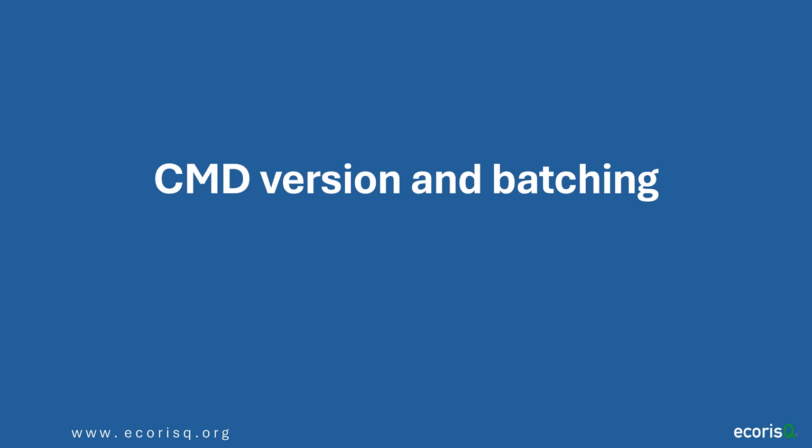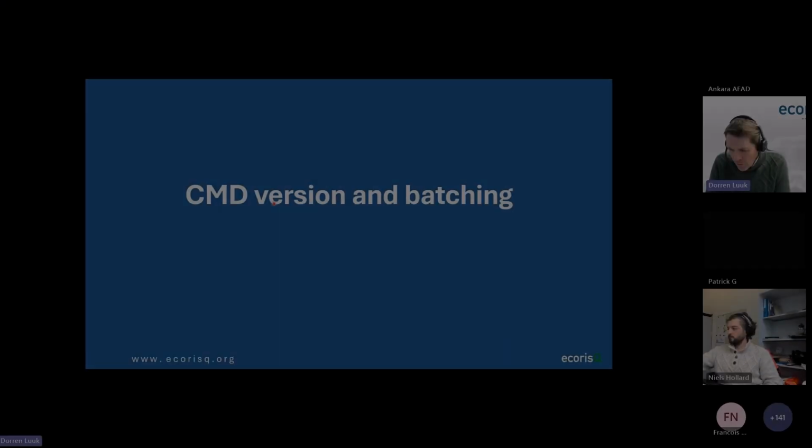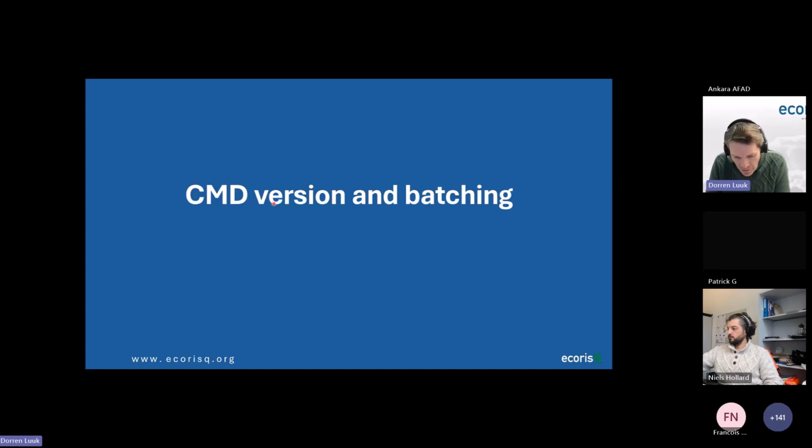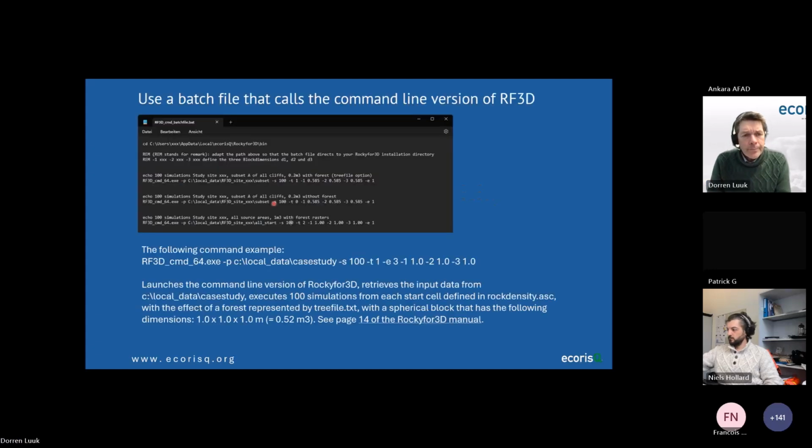Command line version: there is a CMD version of Rockyfor3D, and that allows you to batch a lot of different simulations. That's to separate your starting areas and to let the whole thing calculate overnight. Here's the link to the manual for those looking in the PDF. There's the description, also how this works.